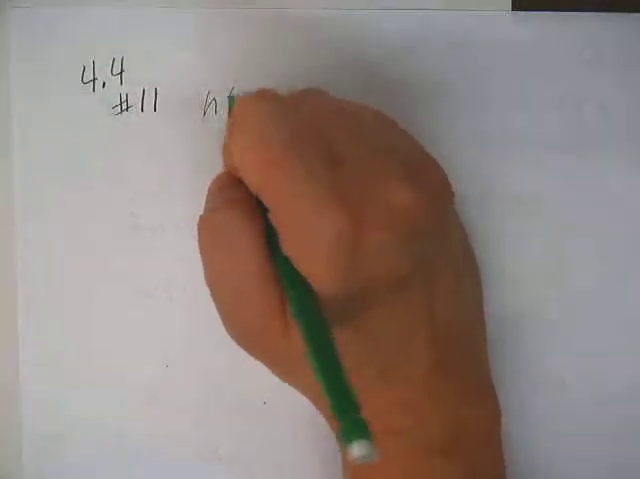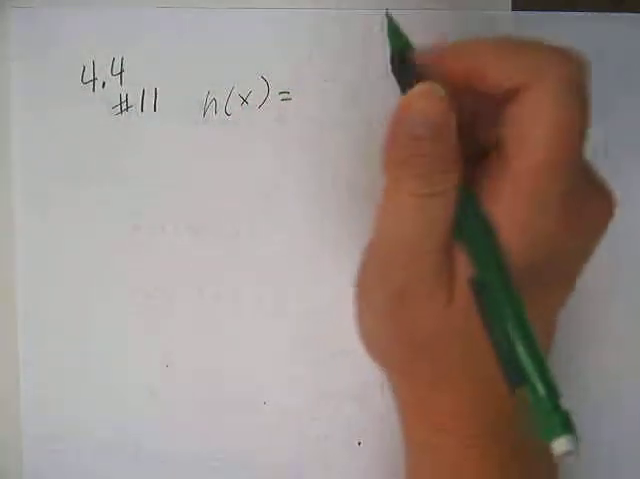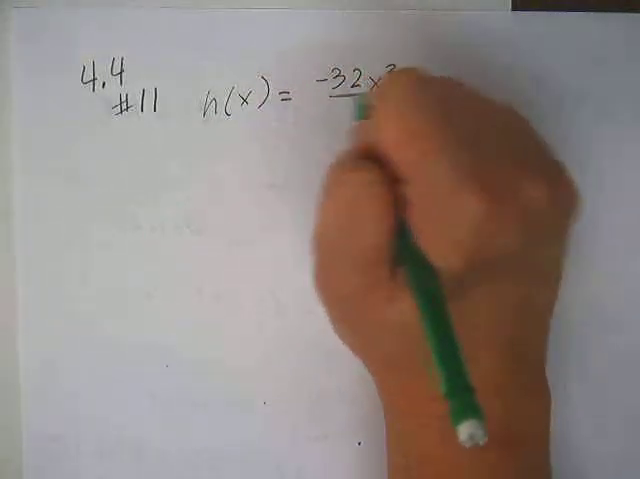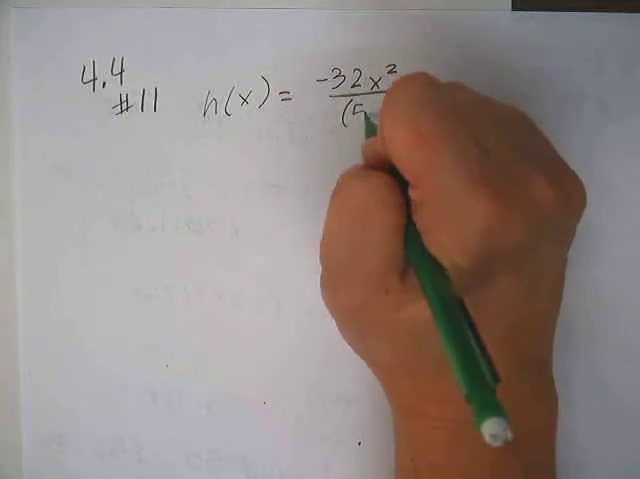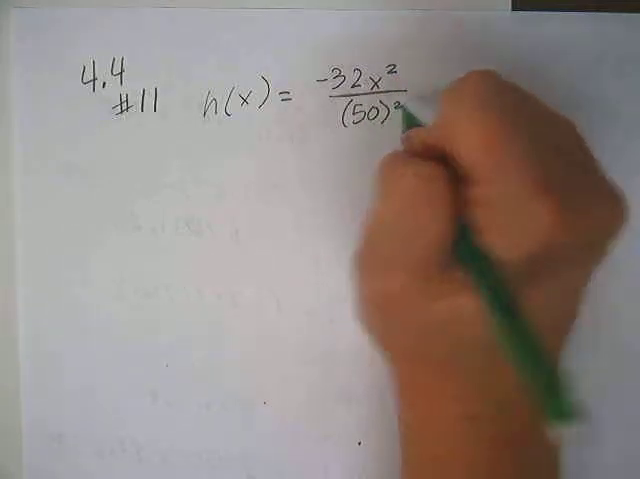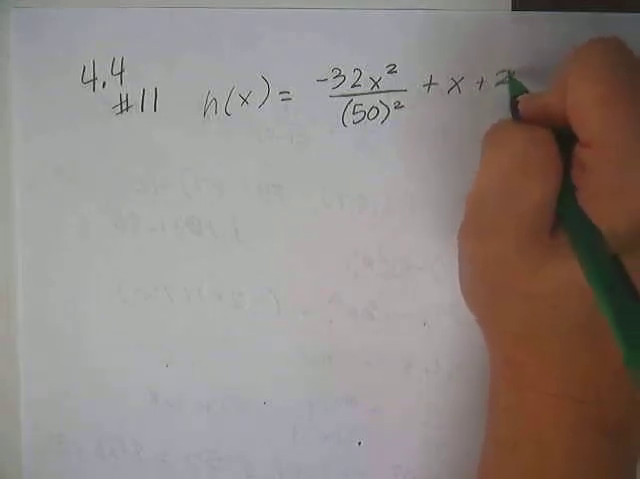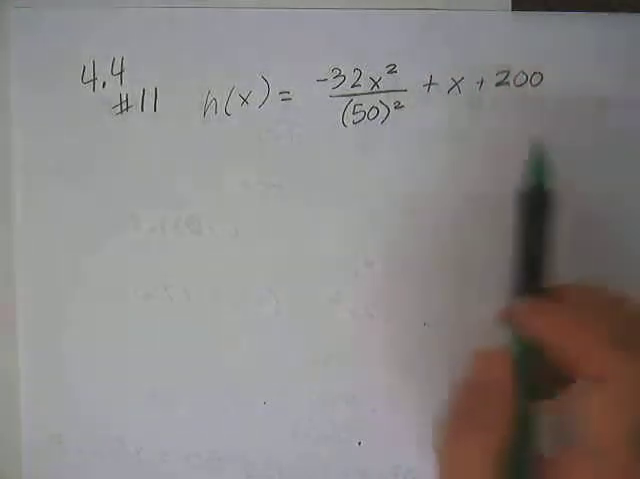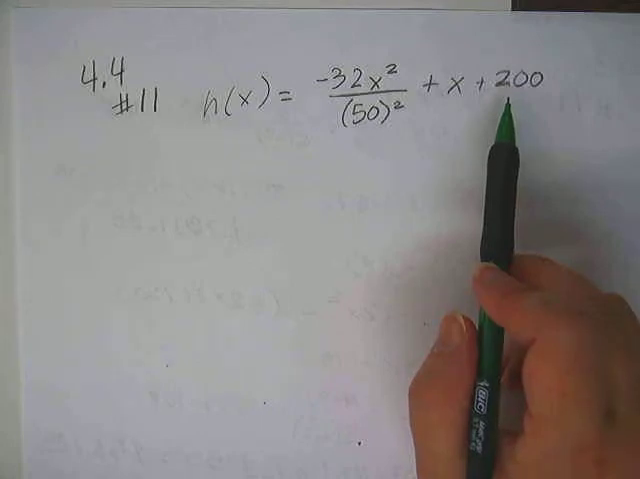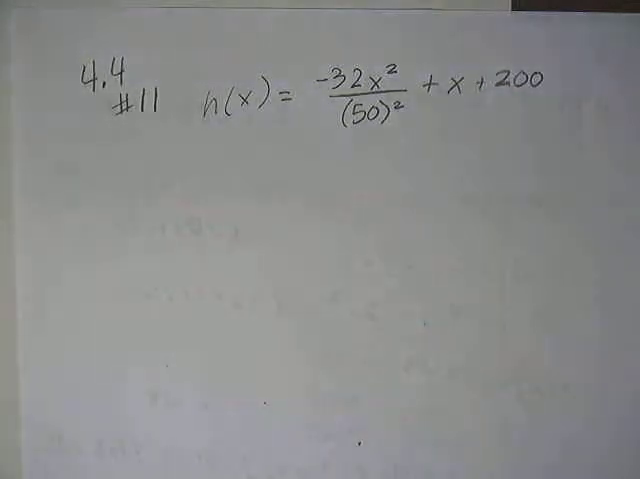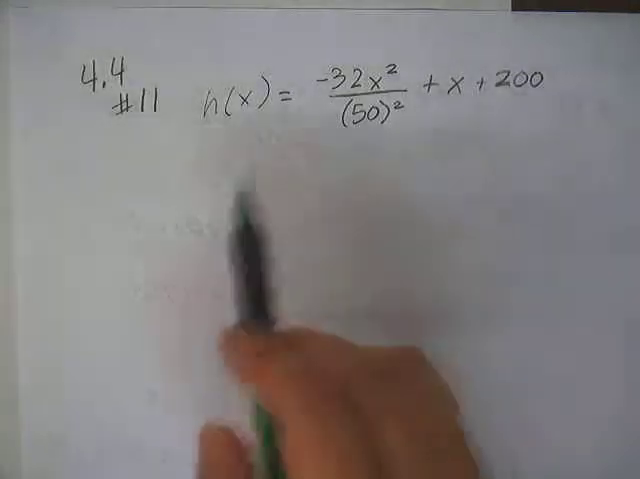The height of the projectile, so you don't really have to worry about all that mumbo jumbo because they give you the formula. The height of the projectile is given by this formula based on those details that they just gave you. You don't have to create the formula yourself. And of course, the plus 200 is because the cliff is 200 feet tall. And so that's our vertical translation of the graph, right?